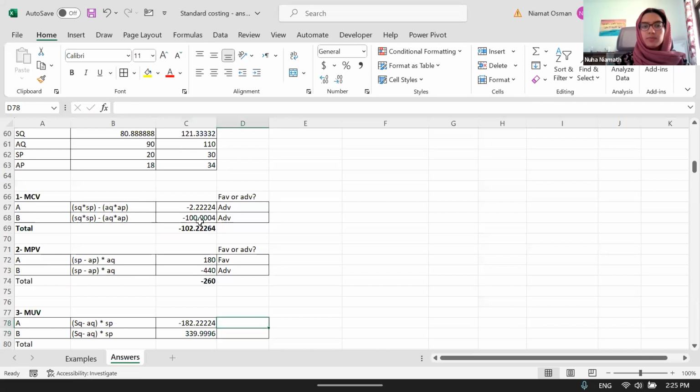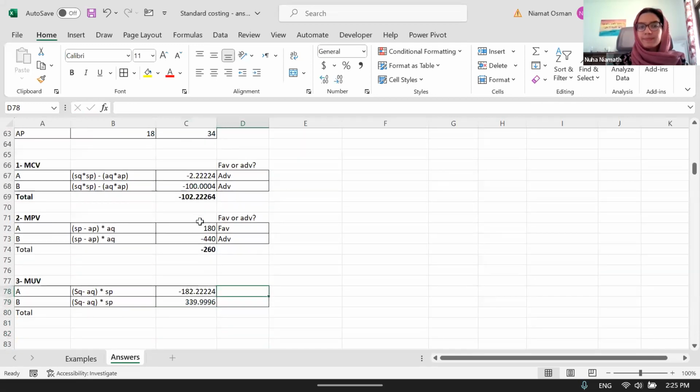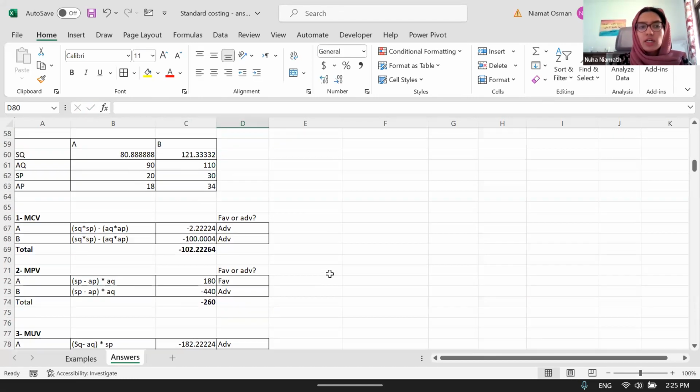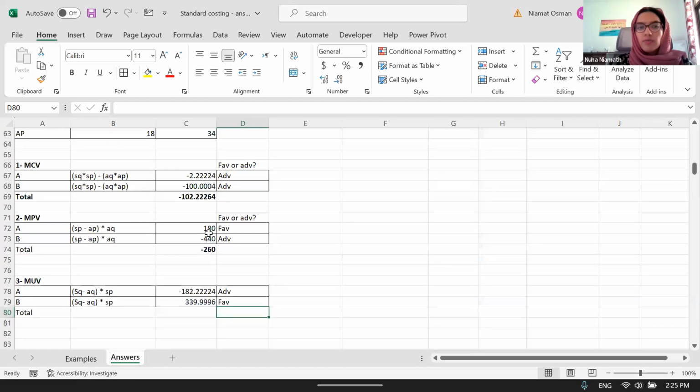Are these your answers? Is it favorable for A? Adverse. Perfect. And is it adverse for B? Favorable. Perfect. So now we can cross verify these answers by seeing whether 180 plus 182 minus is giving me 2.2, which is the same as cost variance. Verified. LHS is equal to RHS.